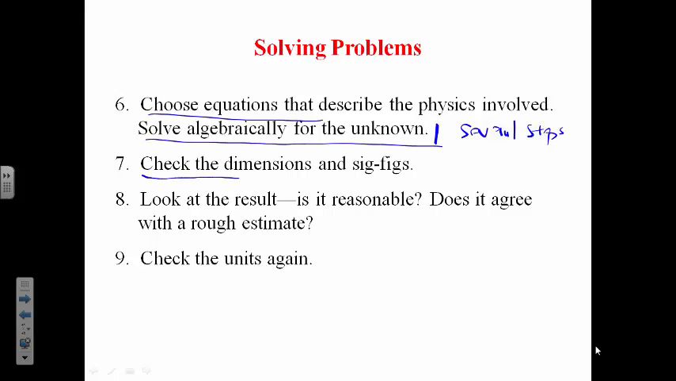Then to check your answer, you can check your dimensions and sig figs and make sure that it's reasonable. And then again, always check your units again. If your units are wrong, that means you've probably solved for the wrong thing. So this is our general preview of the equations for 1D motion and how we can approach problems.